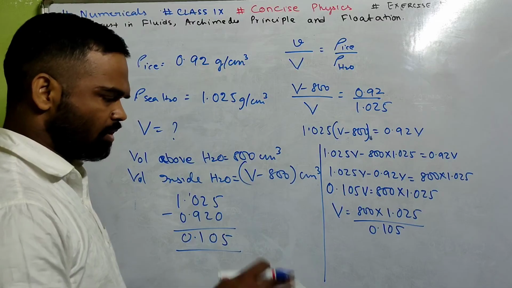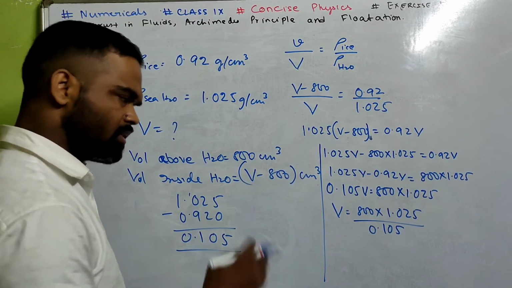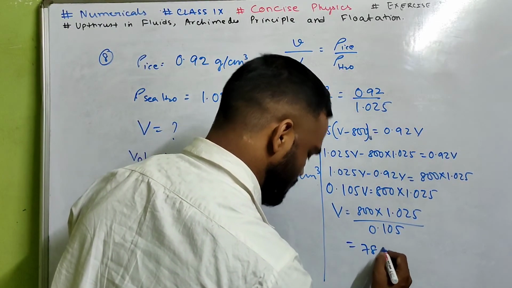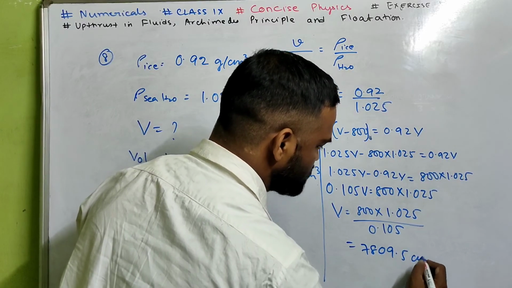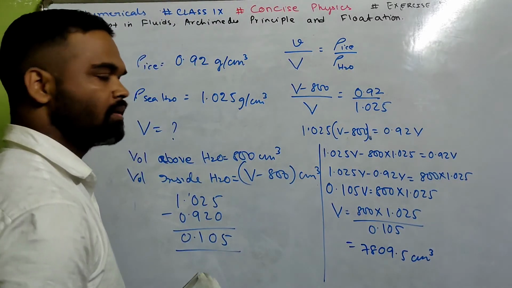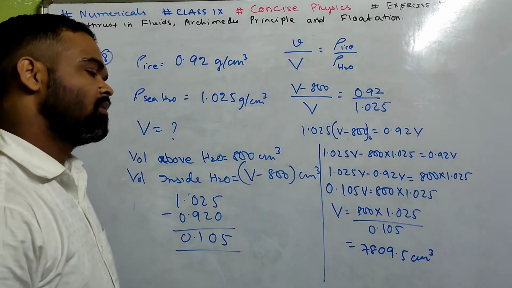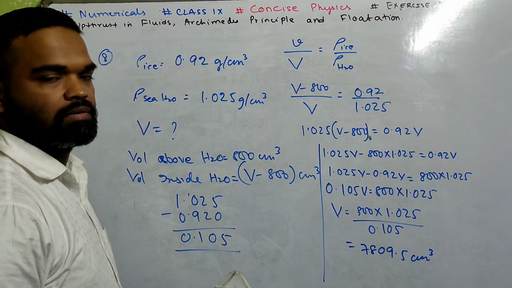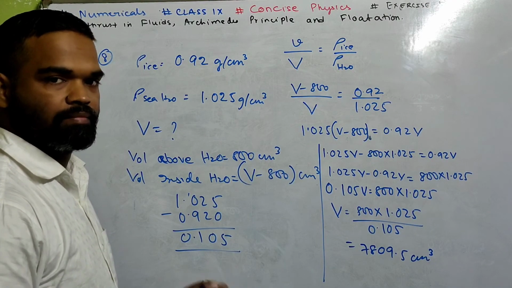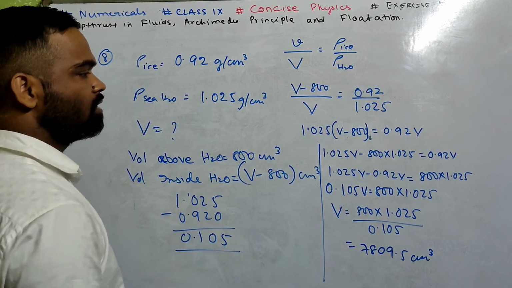Which when you solve, I'm not solving it, just solve it on your own. This should give us 7809.5 centimeter cube. Multiply these two and divide by 0.105. Clear? You will get this answer only. The process is this.